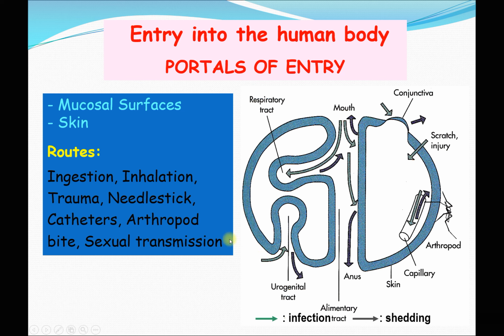So in this figure, the different portals of entry are shown. The portals of entry are shown with the arrows which are pointing inwards. The mouth, respiratory tract, urogenital tract, conjunctiva, the entry via the skin, through the scratch, injury, arthropod, or through any sharp instrument can be there.